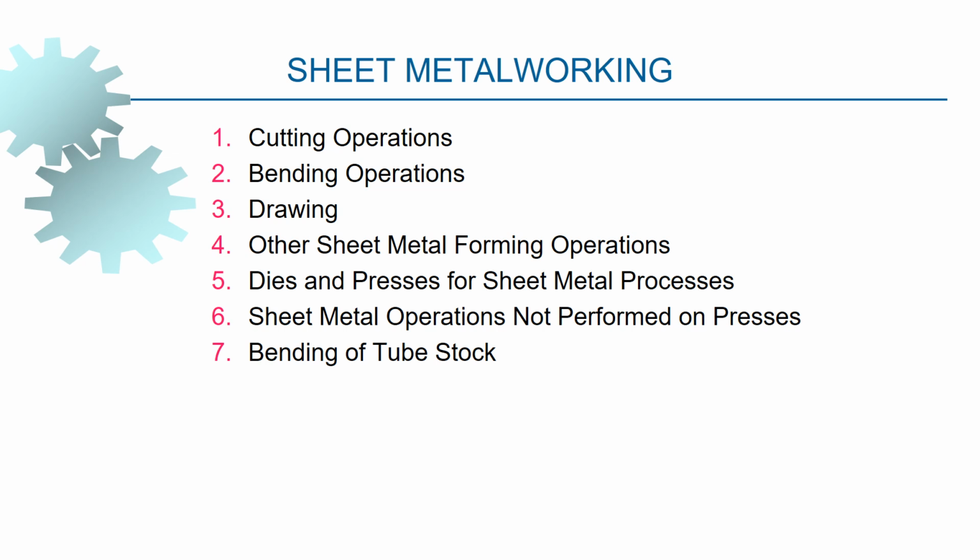So what are the different types of sheet metal working processes? They are cutting operations, bending, drawing, and other sheet metal forming operations. In this chapter and the coming chapters, we are going to discuss dies and presses used for sheet metal processes, sheet metal operations, bending of tubes, etc.